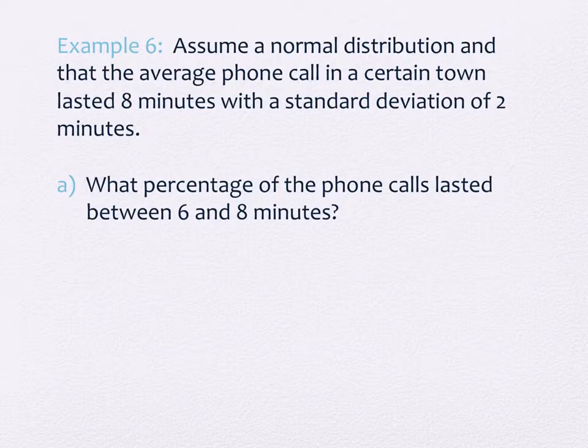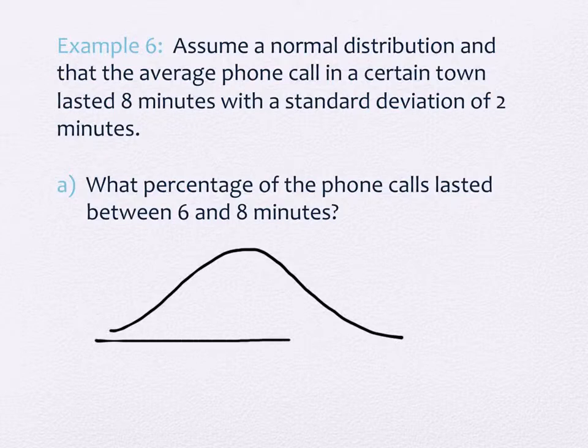It says assume a normal distribution. We need that, or we're not going to be able to do the problem. And that the average phone call in a certain town lasts 8 minutes, with a standard deviation of 2 minutes. The first question is, what percentage of phone calls lasted between 6 and 8 minutes? So the first thing you're going to do on every single one of these problems is draw a normal distribution. Your distribution doesn't have to be perfect. Mine never will be. And you're going to mark the mean in the middle with the value they give you for it, which is what? 8.